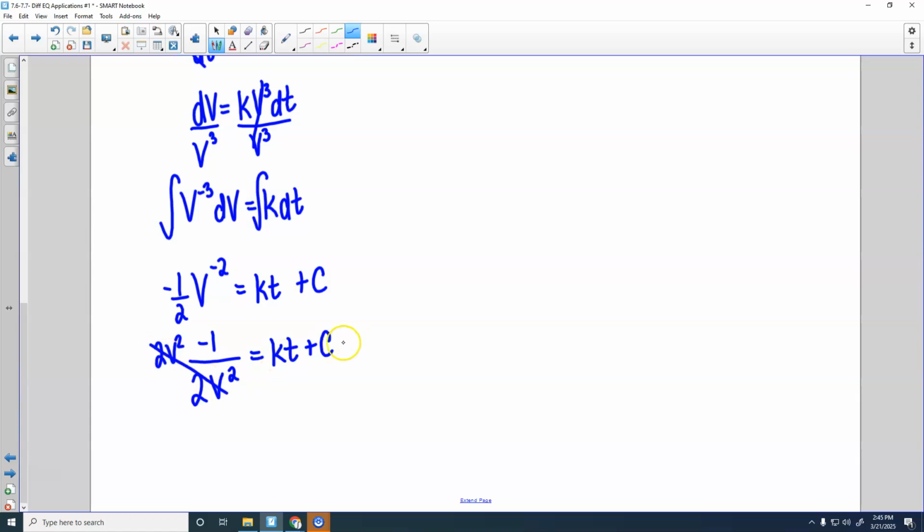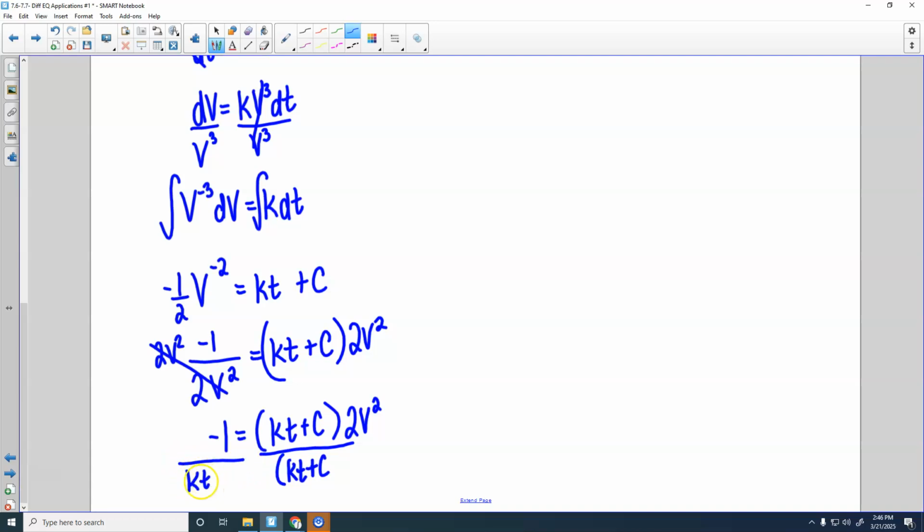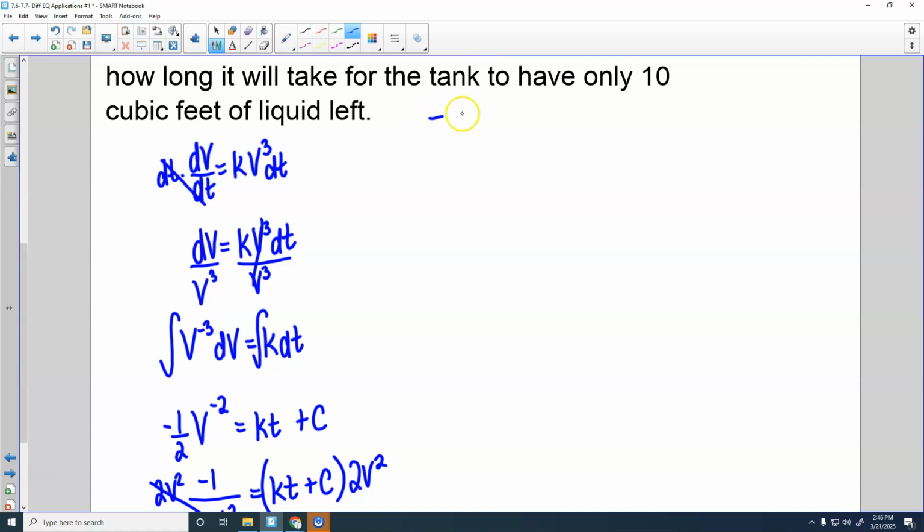Okay. We multiply by 2V squared. Then we got negative 1 equals KT plus C times 2V squared. All right, then what do you think? Okay, divide by KT plus C. So now, I'll write it back up here. I got negative 1 over KT plus C equals 2V squared.